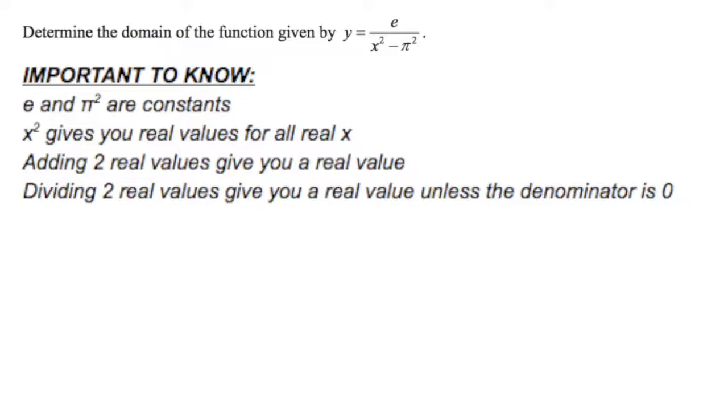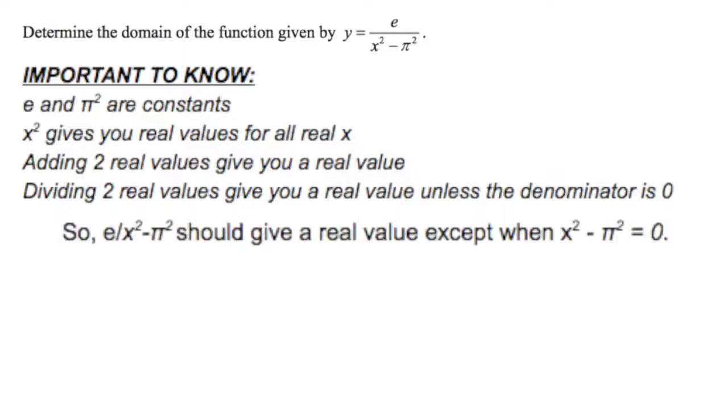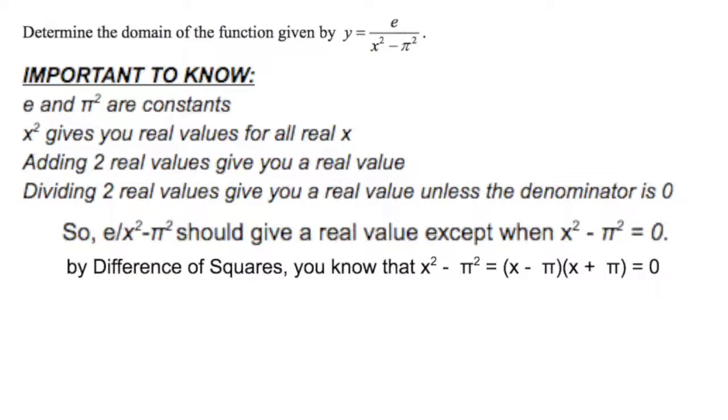However, dividing two real values will give you a real value unless the denominator is 0. And since the function is e over x squared minus pi squared, in all situations where x squared minus pi squared equals 0, the function will not have a real solution. So we need to find all solutions for x when x squared minus pi squared equals 0. You can use difference of squares to determine that x squared minus pi squared equals x minus pi times x plus pi. So x equals negative pi and pi.